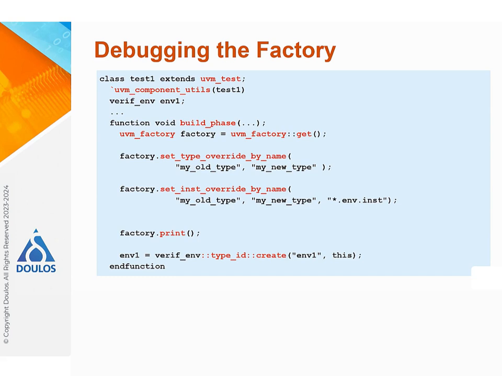So what UVM allows us to do is to actually print out what's in our factory. And the way we do that is we simply get a reference to the factory object. So we can call get on the factory to get that singleton factory object reference. Then we can do our different overrides, whether it's a type override or instance override. And then all we have to do to see what's in the factory is to call print on the factory itself.